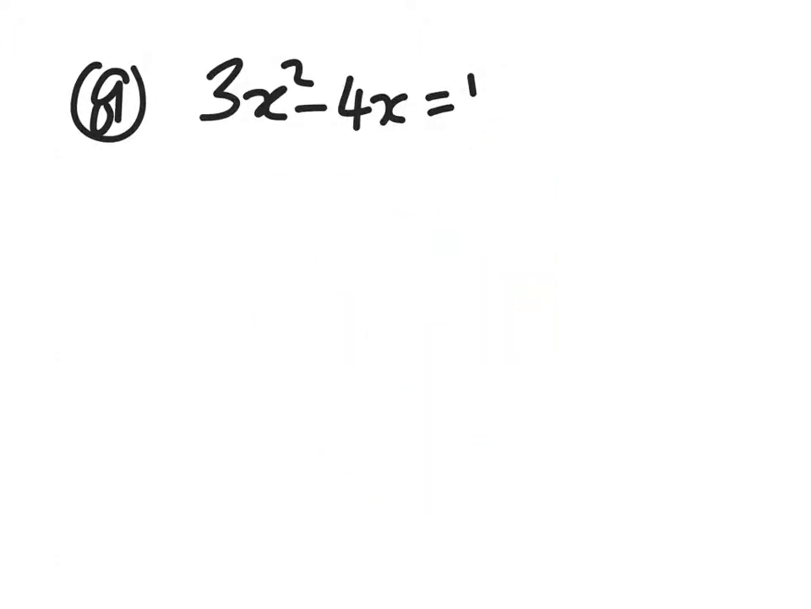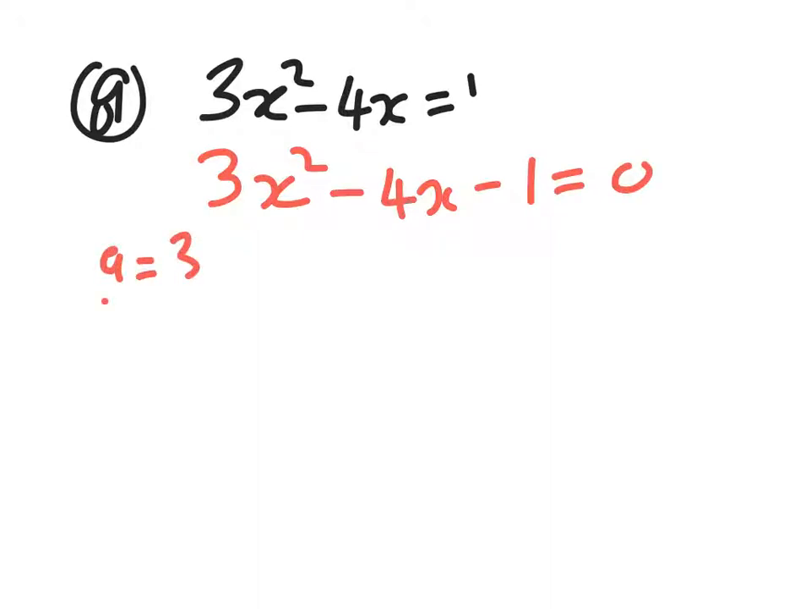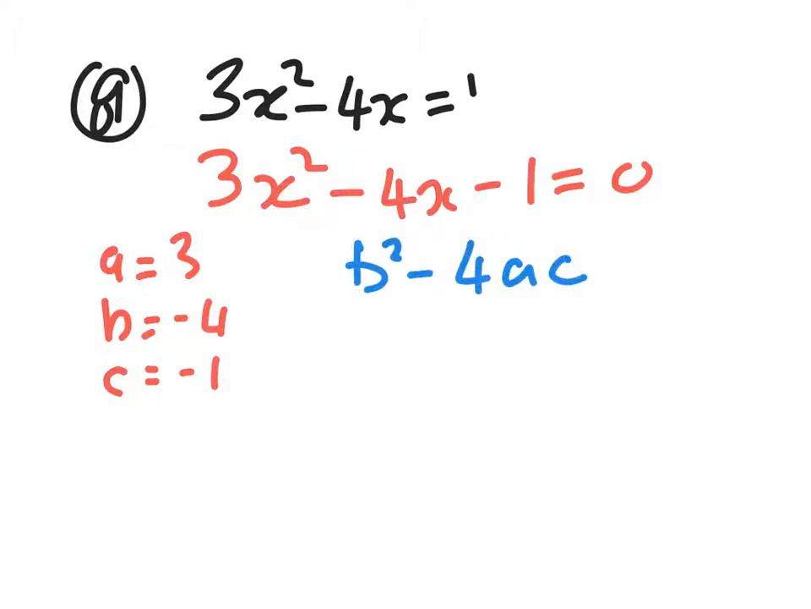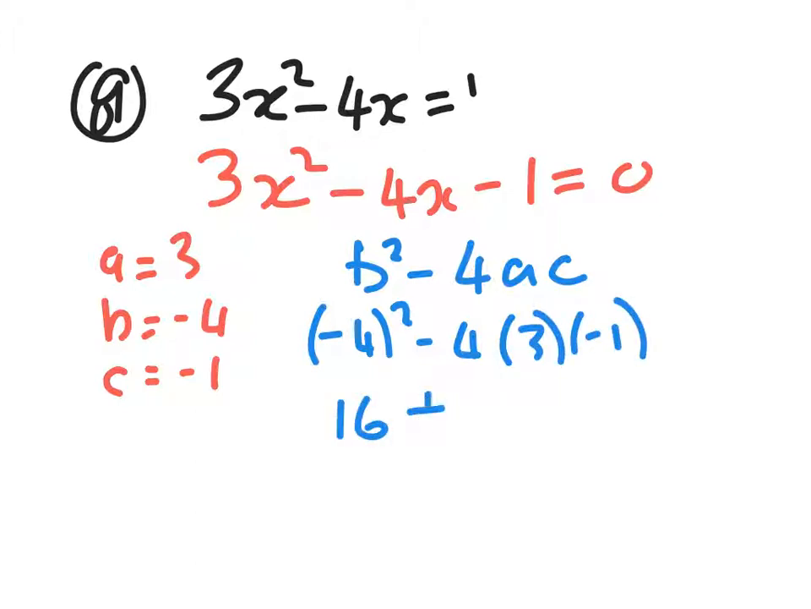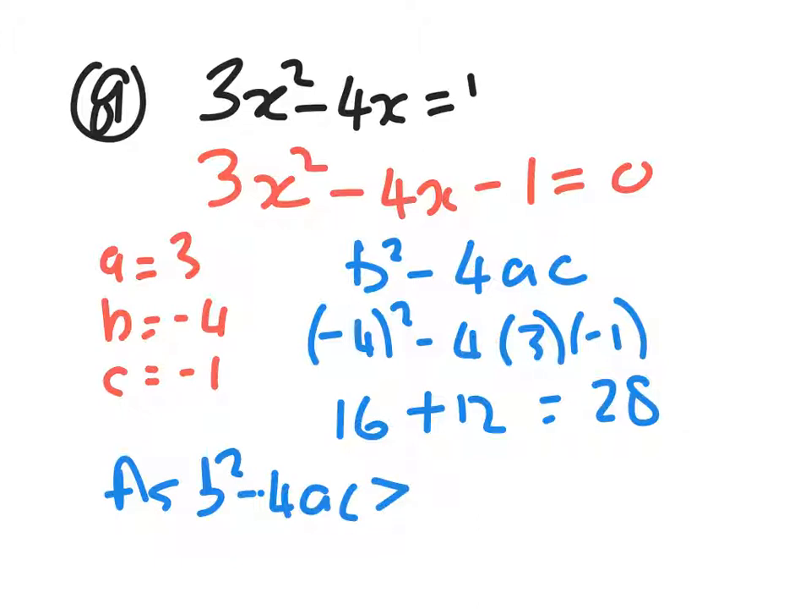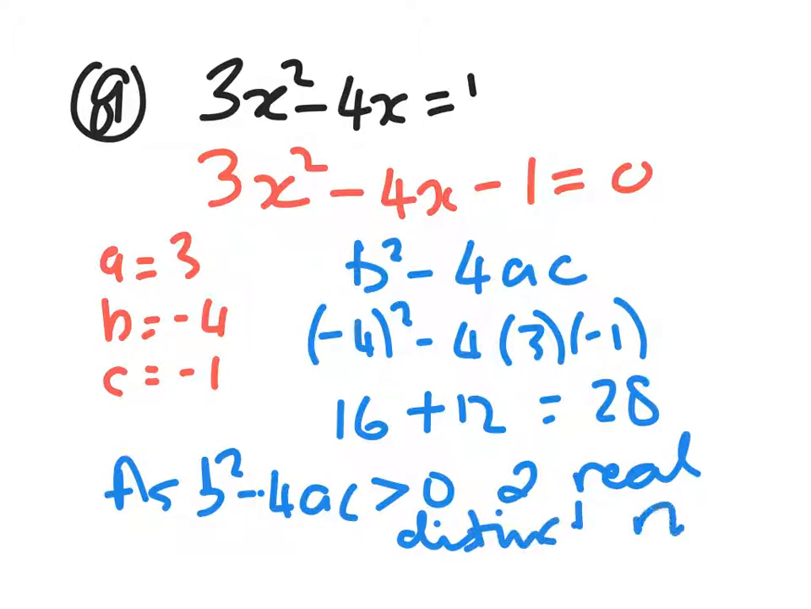And the last one, determine the nature of the roots. Need to get it into quadratic form, which means bring the 1 over. Now, write down what your a is, write down what your b is, write down what your c is, and then plug all of those into the discriminant, which is b squared minus 4ac. So that's negative 4 squared, take away 4 times 3 times negative 1, which is 16 plus 12, which is 28. And then a little statement, as the discriminant, the b squared minus 4ac is bigger than 0, you have two real distinct roots.